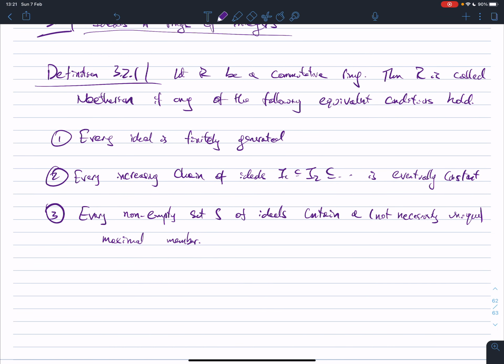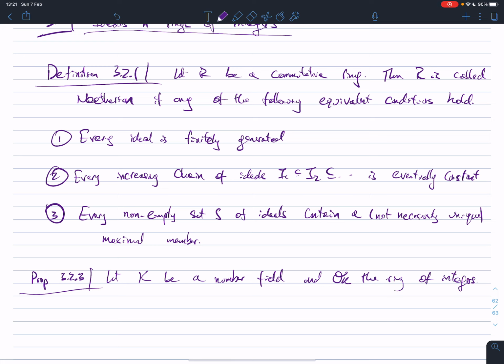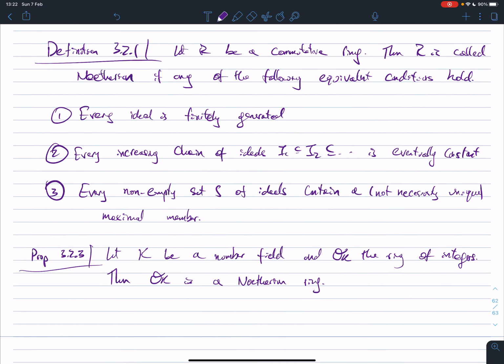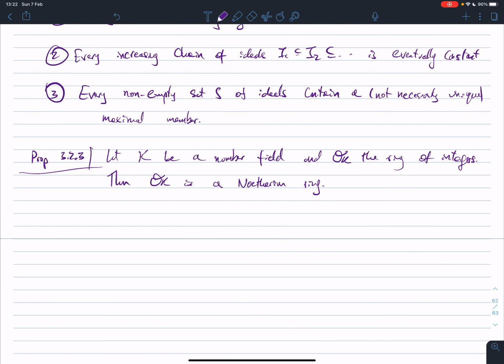So why am I talking about Noetherian rings? Well, here's a proposition, 3.2.3. Let K be a number field, and O_K the ring of integers. Then O_K is a Noetherian ring. Great. So we know it's a ring. We just need to check that it's a Noetherian ring.